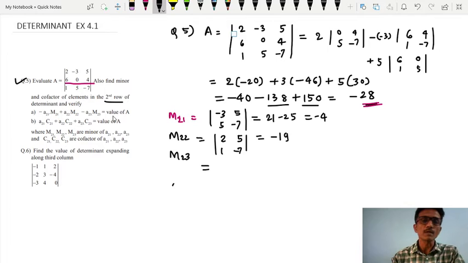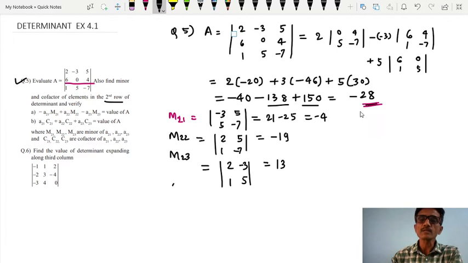Then M23, that is the minor of this element. Delete the elements of the second row and third column. So the remaining elements are 2, minus 3, 1, 5. So we'll expand this. 10 plus 3 will be 13. Okay.